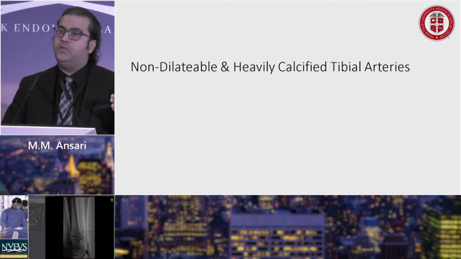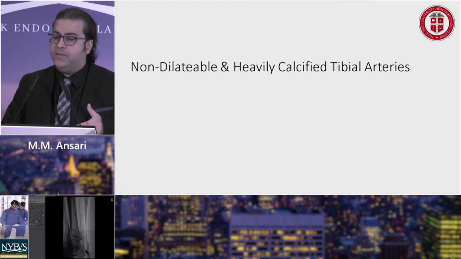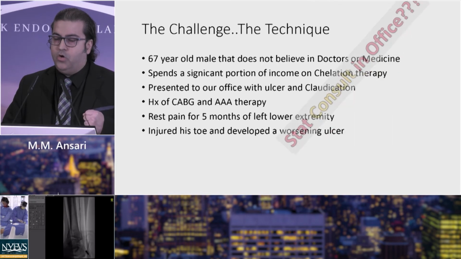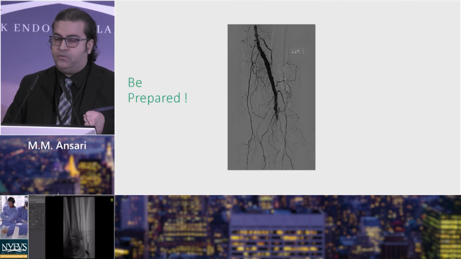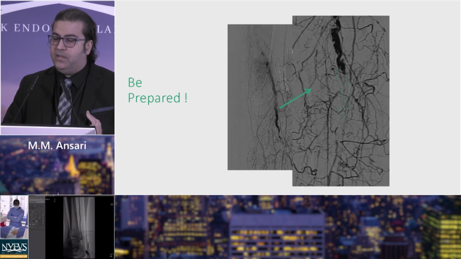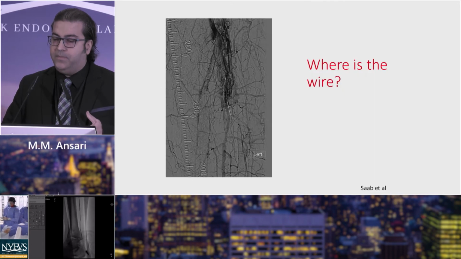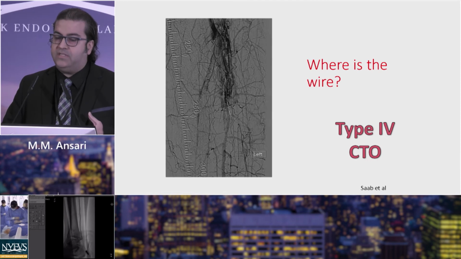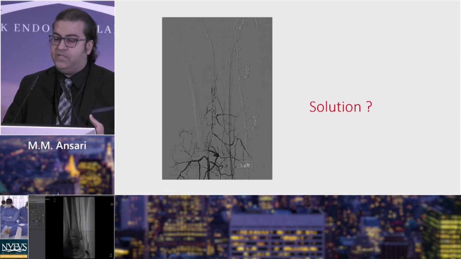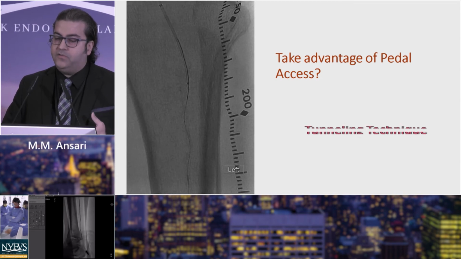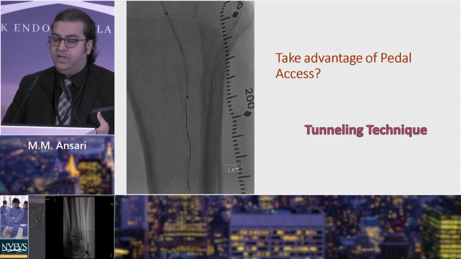And the other question also is what about those non-dilatable, heavily calcified tibial vessels? So this is another case of a 67-year-old male who comes in and in the office decided to plan out to do this case. We see the very calcified popliteal going into the AT and the PT from right above there. We don't see where it starts or where it ends. The tibial vessels, and where is our wire? We don't know if it's subintimal versus where it stands, but we came across, okay, it's type 4 CTO, so the solution is we're going to have our dual access strategy, taking advantage of the pedal access coming from below. This is the tunneling technique.